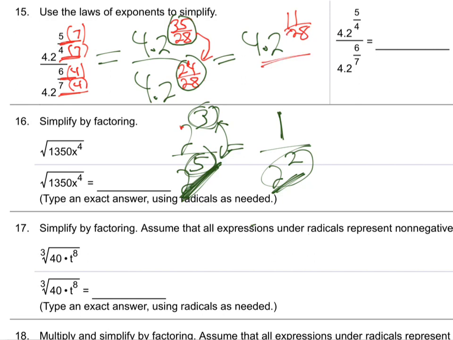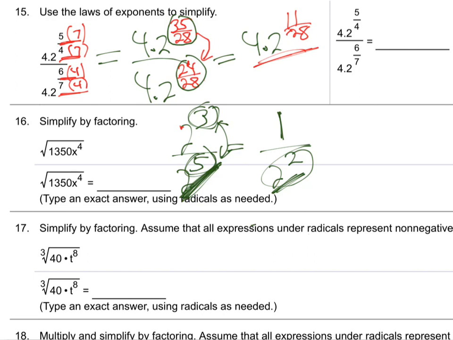11/28. And there we go. You don't need to put a 1 on the bottom because we never leave 1s on the bottom. Dividing by 1 doesn't do anything. So we never show 1s on the bottom. So there's our answer, 4.2 to the power 11 over 28.